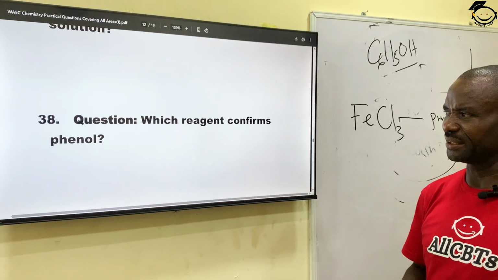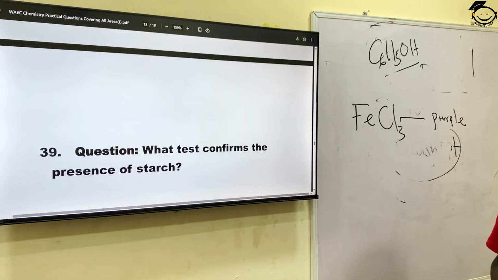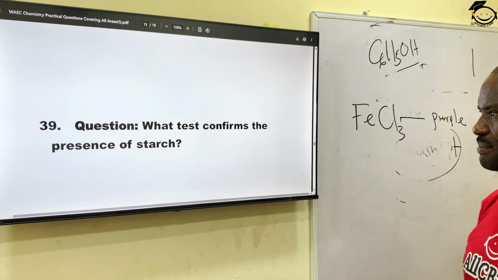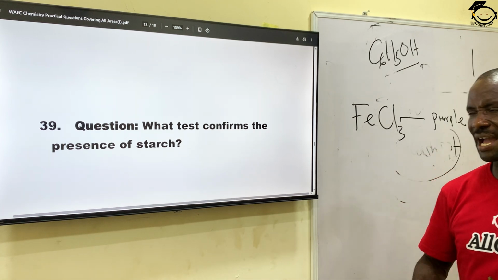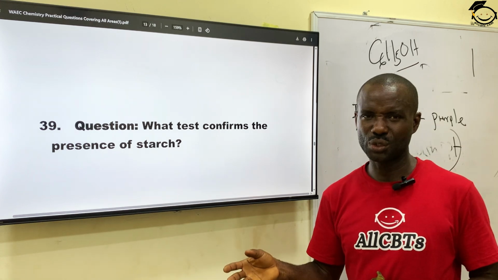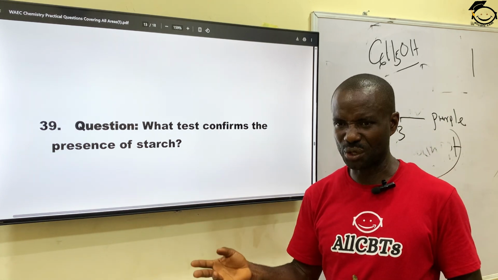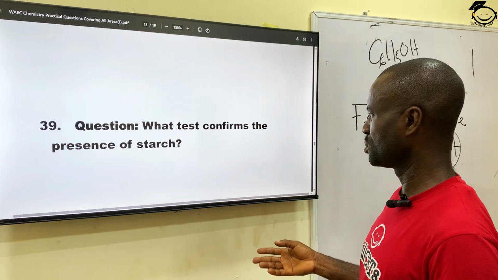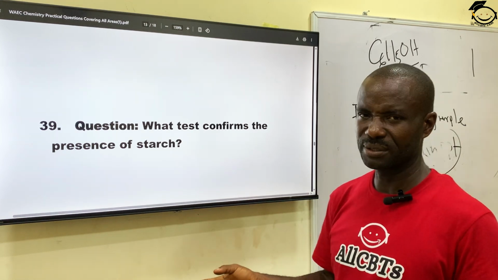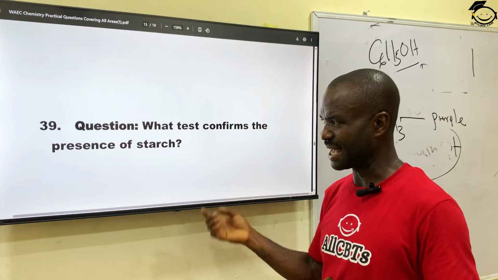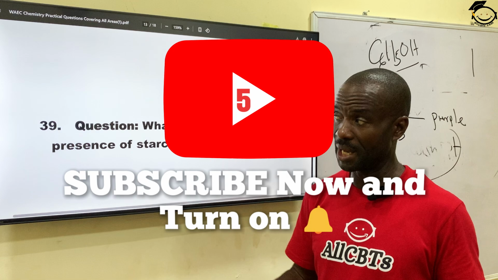Question 39. What test confirms the presence of starch? Of course, iodine solution is used to carry out a test involving starch. The solution turns blue-black, telling you that starch is present. So the test is iodine solution, which turns the starch blue-black.